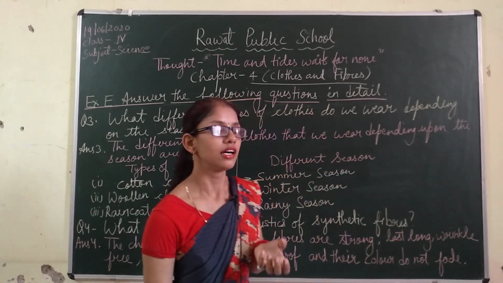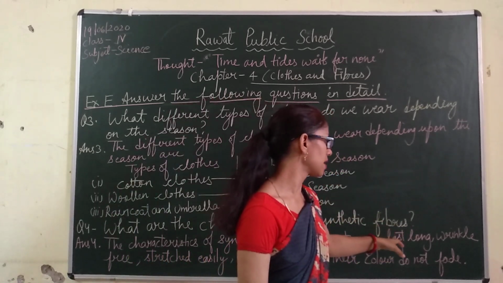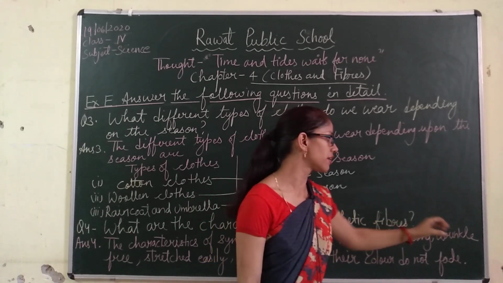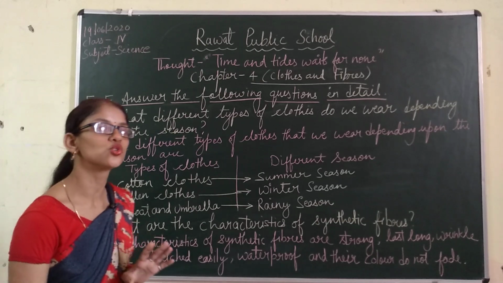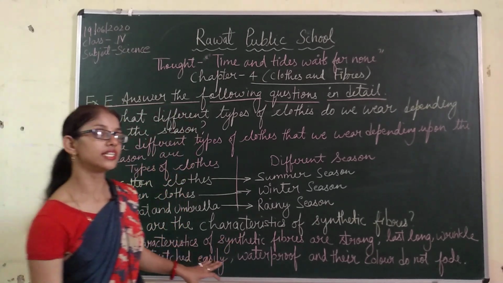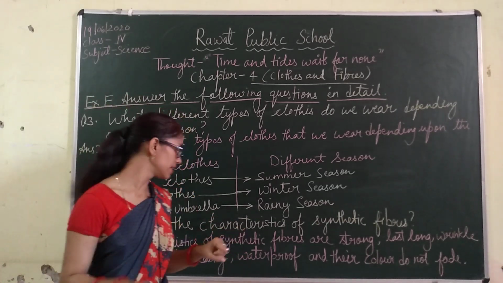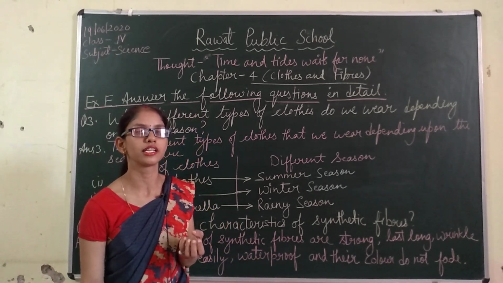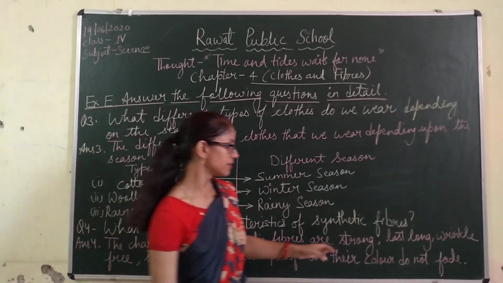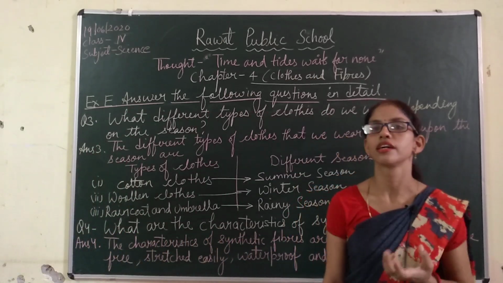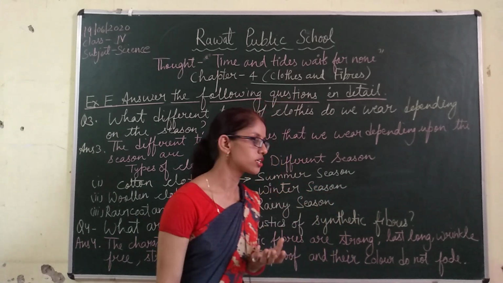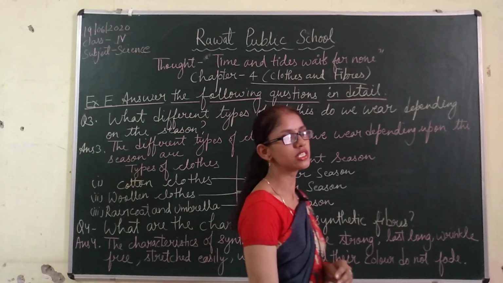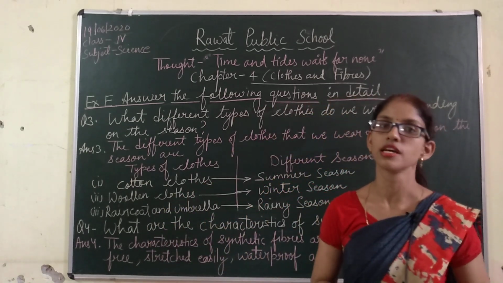meaning their life is very long, they can be used for a long time, they are wrinkle free, there is no need to iron these clothes, they can be stretched easily, and they are waterproof. Waterproof means they do not get wet easily, and their colors do not fade, they remain for a long time. So these are the characteristics of synthetic fibers, and these are our long question answers.